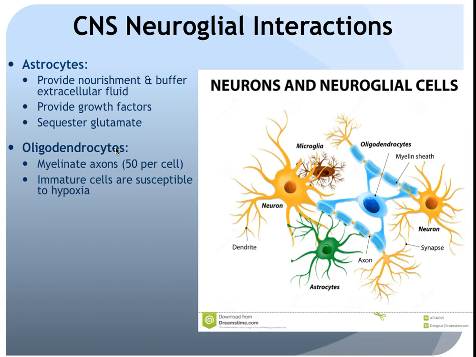Whereas the Schwann cell is really just a one-trick pony. The Schwann cell is going to grab onto one axon and myelinate it, and that's it, okay? So the oligodendrocytes are a lot more dynamic. They can do a lot more for you.